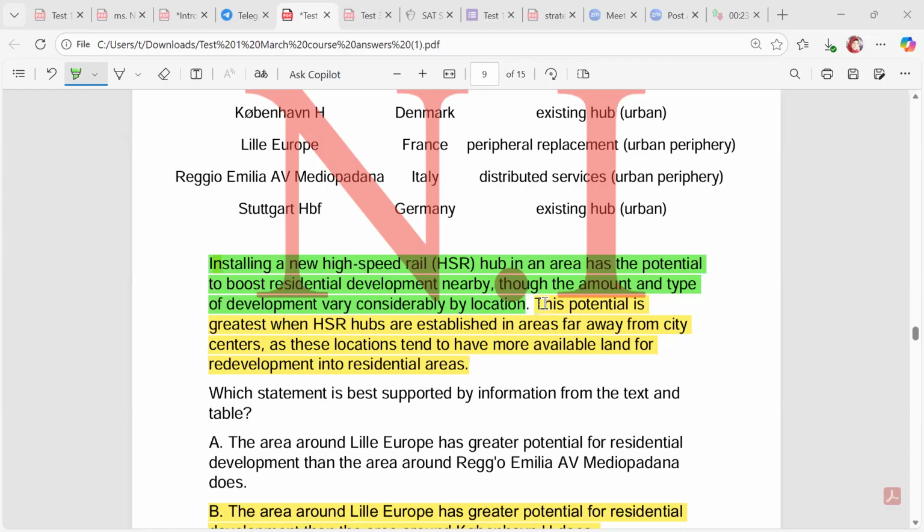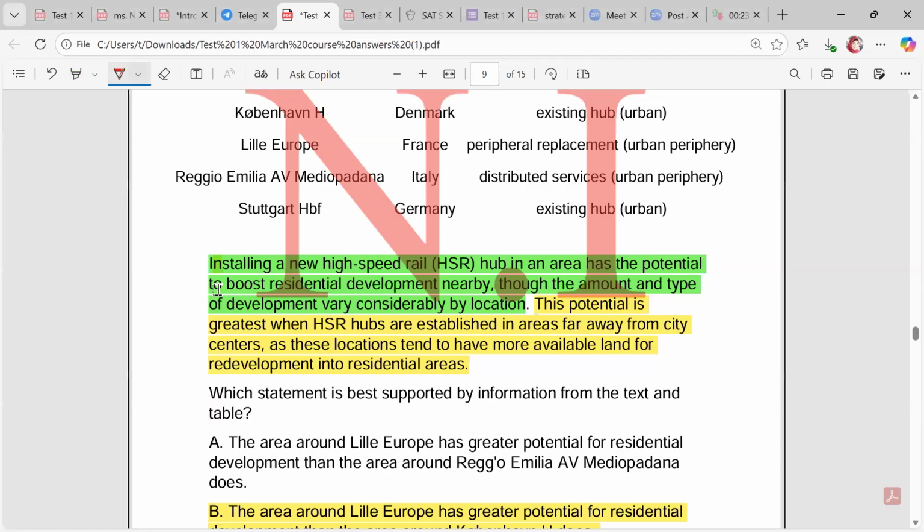Yes, dear. This potential is greatest. Here, notice the trend of the claim. This is the claim. This potential is greatest, meaning positive. So my answer must be positive, must be showing the greatest.